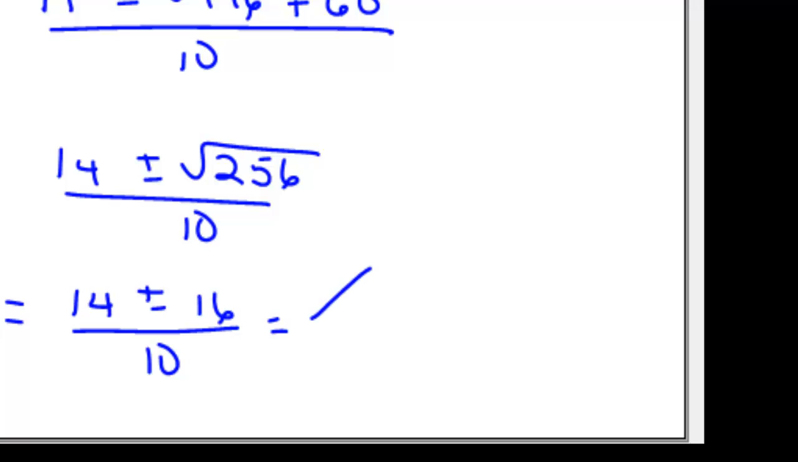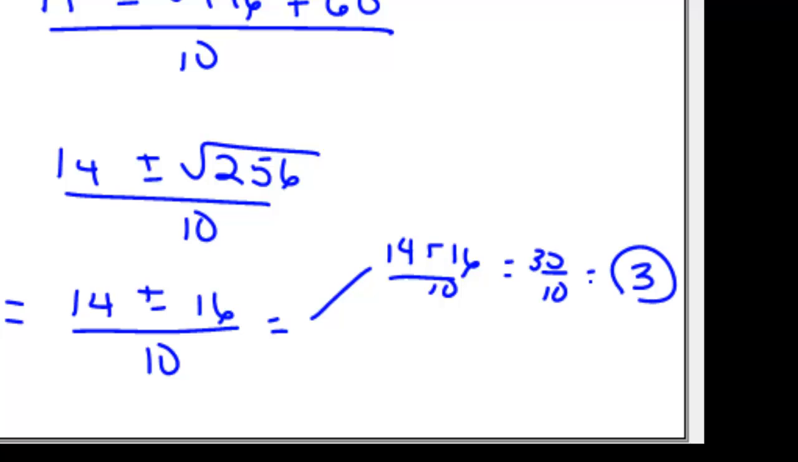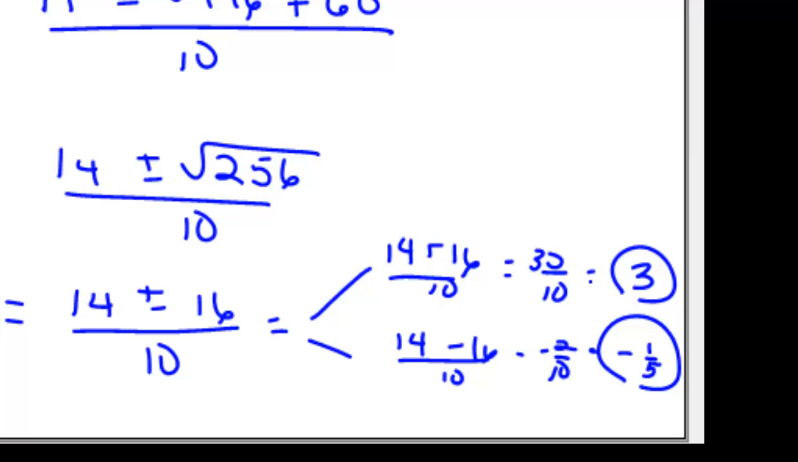So we have 2 solutions. We have 14 plus 16 over 10, which becomes 30 over 10, which equals 3. We also have 14 minus 16 over 10, which equals negative 2 over 10, which reduces down to negative 1/5, and those are our 2 solutions for x.